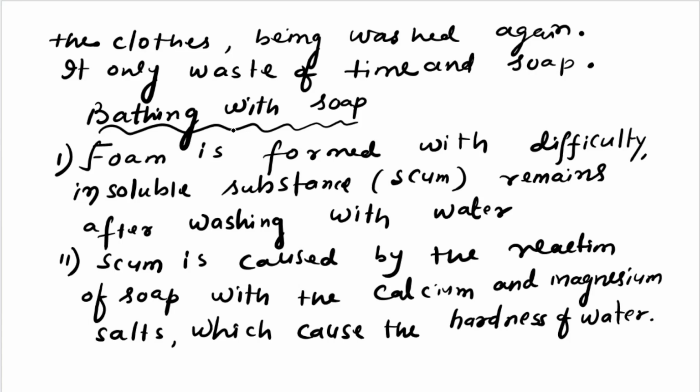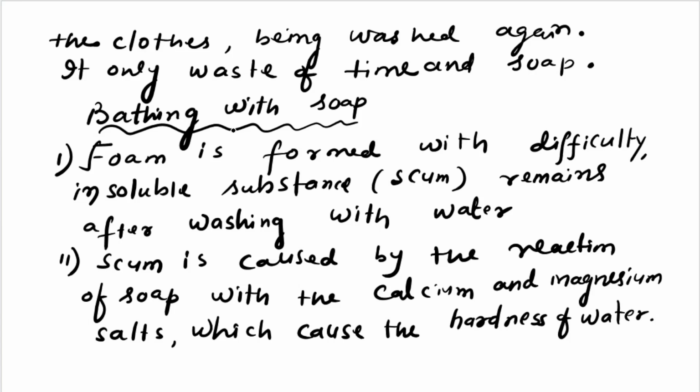And bathing with soap, after bathing, what happens with soap? You know the lather is formed. Foam is formed with difficulty. The foam forms an insoluble substance that remains after washing with water. That is a curdy white precipitate, you can say a scum. Scum is caused by the reaction of soap with calcium and magnesium salts of hard water. Are you clear? Scum, that is called curdy white precipitate, and that is also called scum.